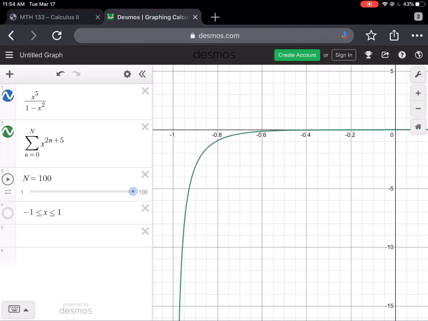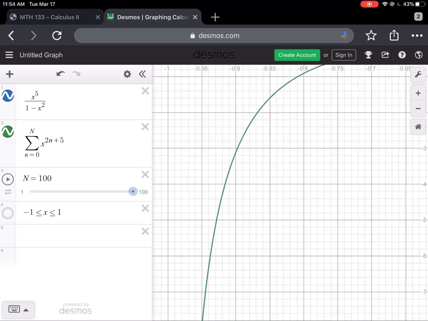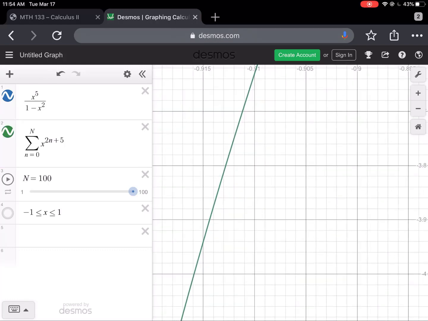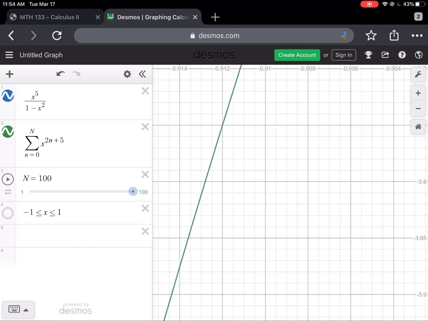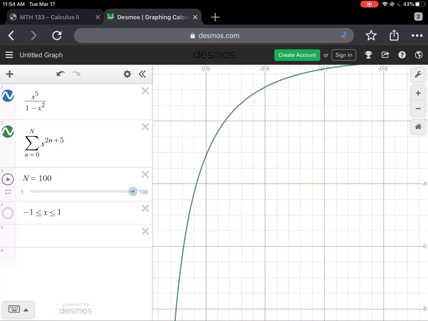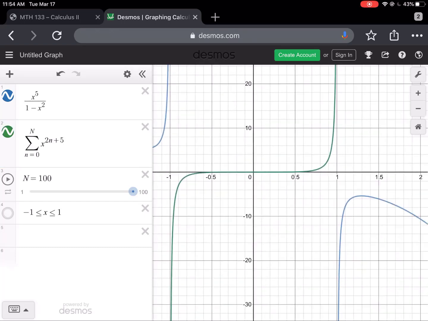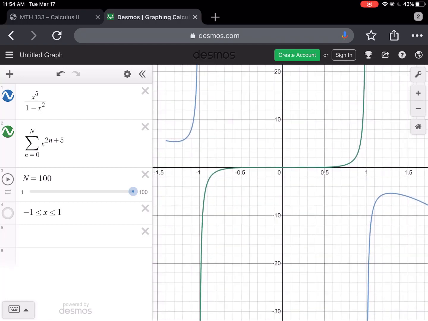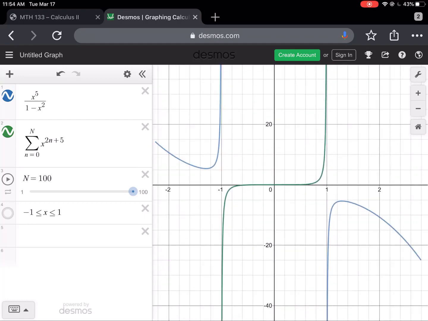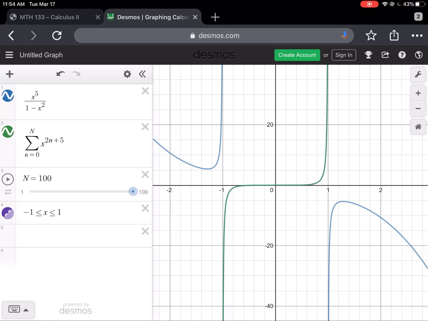And we can see that this green function and the blue function are darn near indistinguishable. Technically they are a little bit different, but I'd have to zoom in really, really far in order to see that there's any difference. And again, notice that this works very well on this particular interval. We said that the interval of convergence, where it actually makes sense, is from -1 to 1.